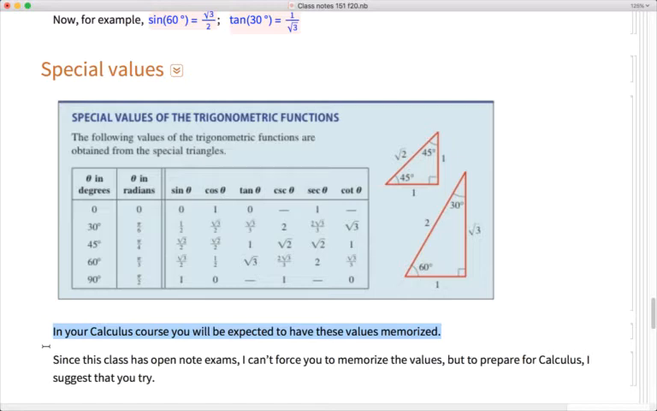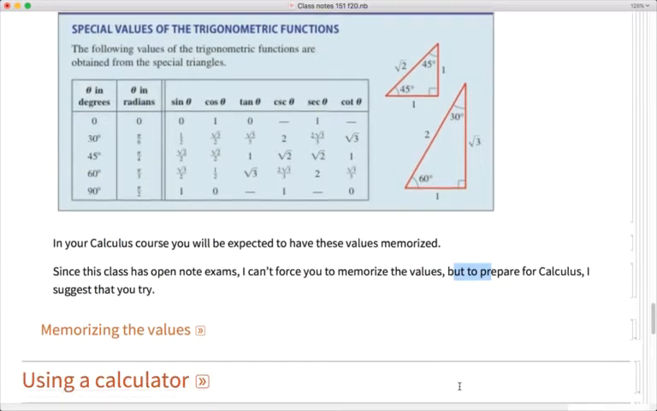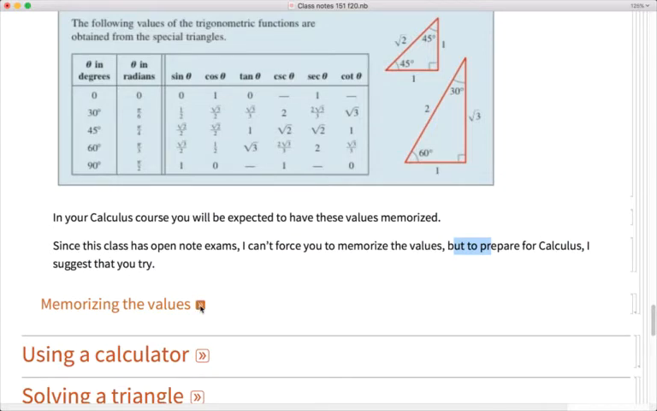Now this class is online and it's open notes, so you are allowed to have this table in front of you if you so choose. But in order to prepare yourself for calculus, I really suggest that you make a concerted effort to begin to memorize some of these values. So I'll try to give you some tips on how to memorize the table or organize the table in a way that maybe isn't quite so rote.